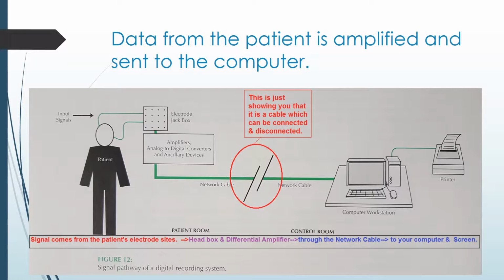They show a printer in this picture as well, which we do not print off the entire study anymore. So this is just an example of the pathway the electricity and the data takes from the patient all the way to our computer system for us to gather the data. Remember, our job is to gather accurate and reliable data that the physician can use to make a diagnosis. Let's go on to our next slide.